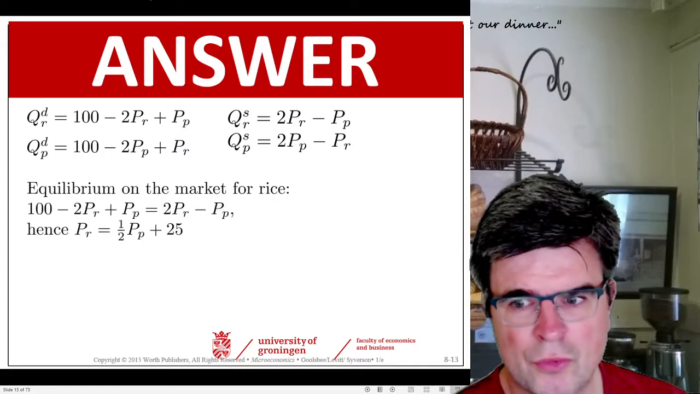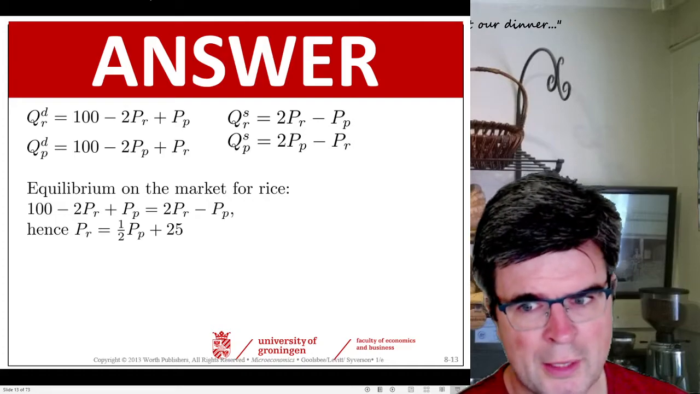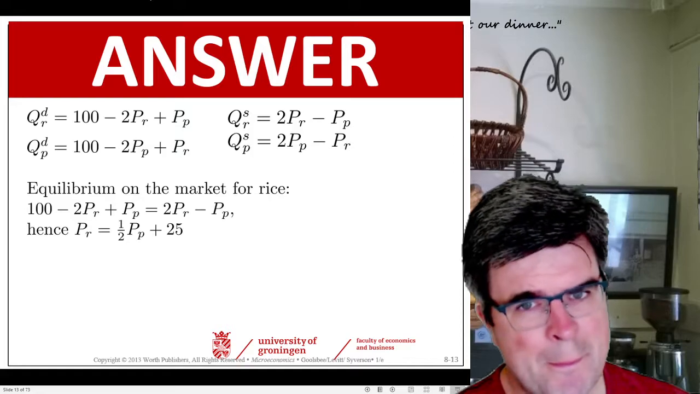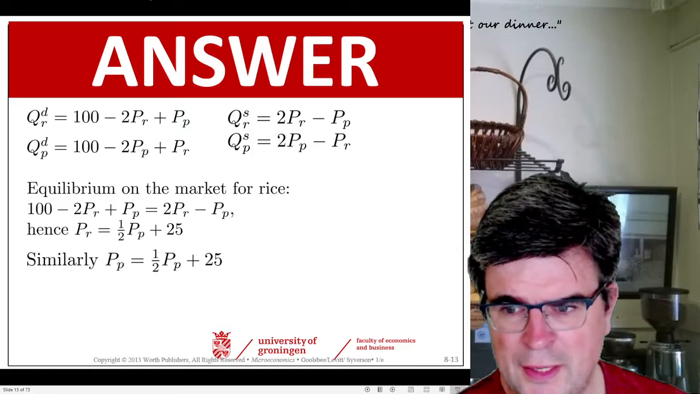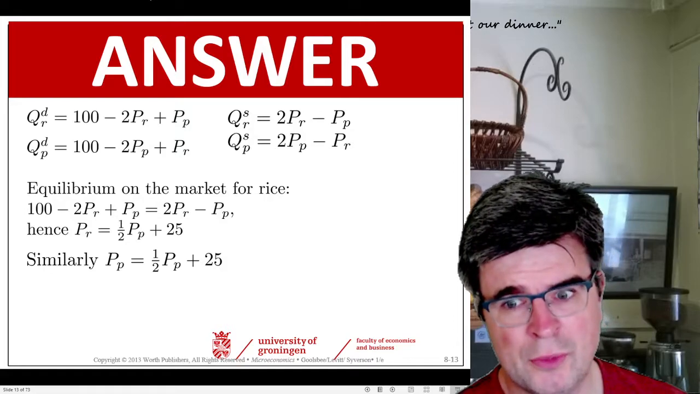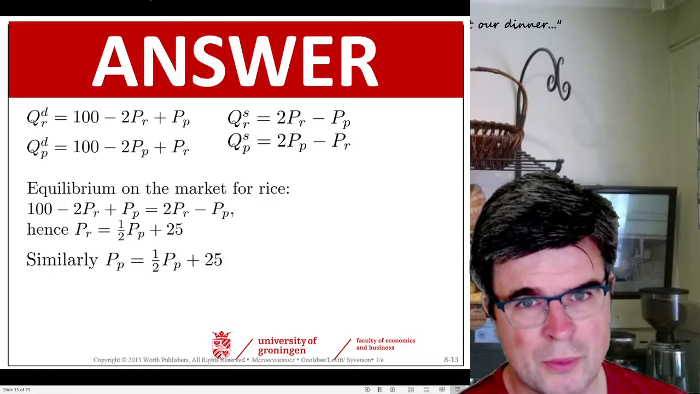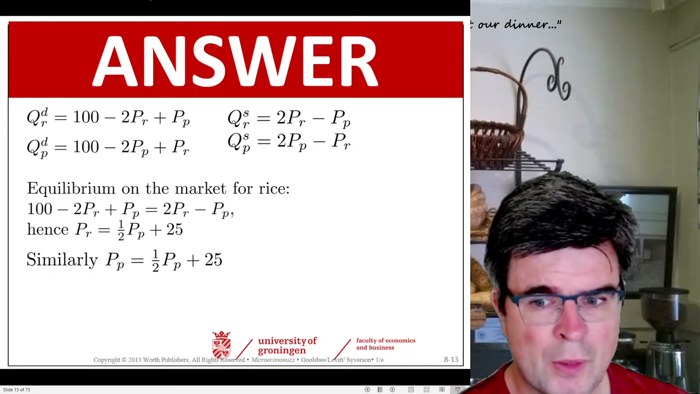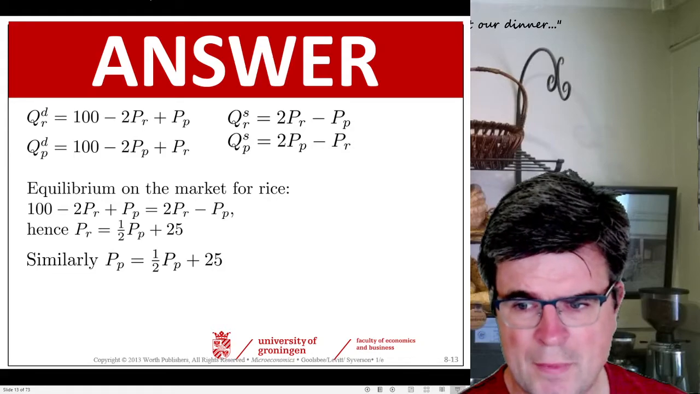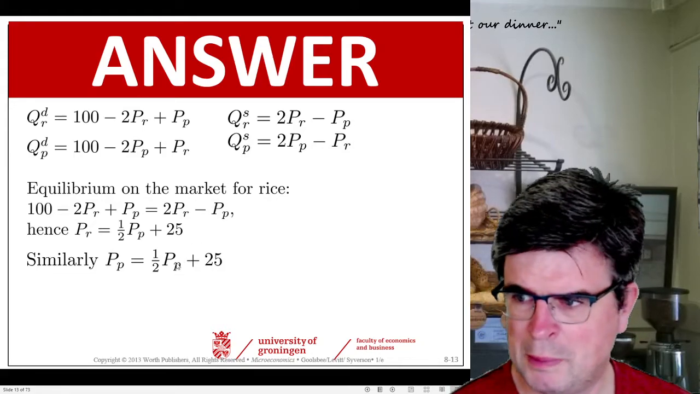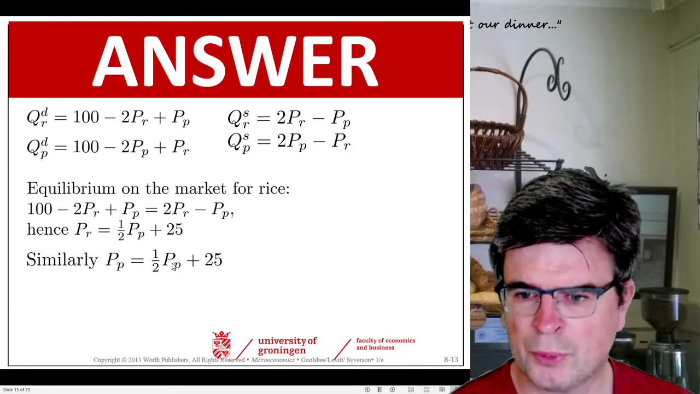If we look at the market for rice and we equate supply and demand, we get an expression of the price of rice as a function of the price of potatoes. Similarly, we can do this for the market for potatoes, and we get an expression of the price of potatoes as a function of the price of rice. Now we can replace, and here we should have an R. This PP should be PR, of course.